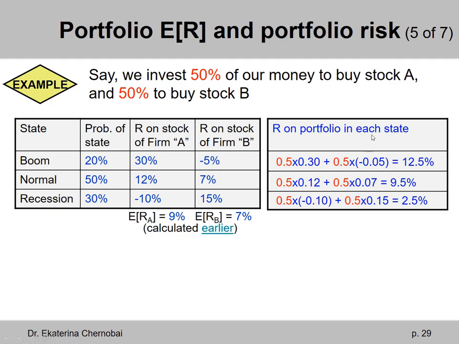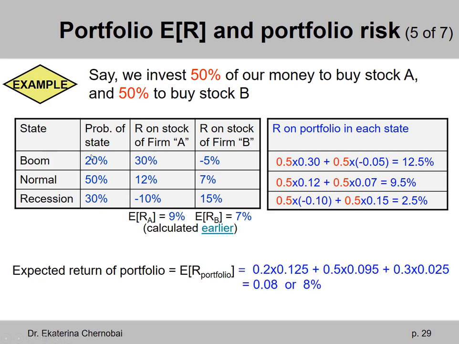Okay, so if you look at this column that we have just created, we have 12.5% in boom, 9.5% in normal, 2.5% in recession. These are the three possible returns on the portfolio. Now treat these three possible returns as your new starting point. How would you calculate their expected return? Same as what we were doing for a single stock on one of the earlier slides, or on many of the earlier slides, right? We had several examples.